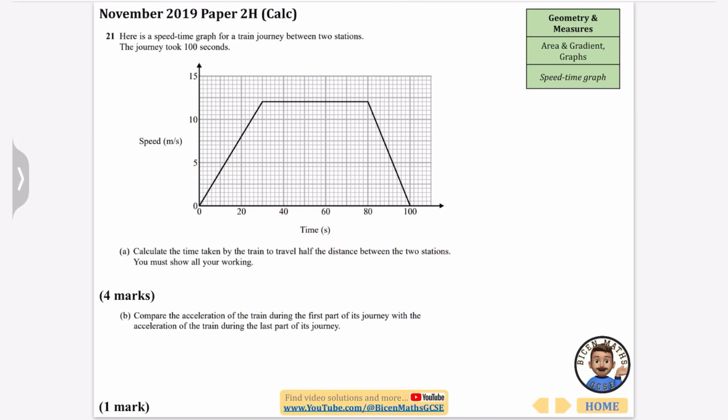So this time nothing curvy, but we have got something else about the distance underneath. It says, here is the speed time graph for the train journey between 2 stations. The journey took 100 seconds. Calculate the time taken by the train to travel half the distance between the 2 stations, and you must show all your working. So first of all, what I'm going to do is I'm going to find the total distance, and the total distance is going to be the area.